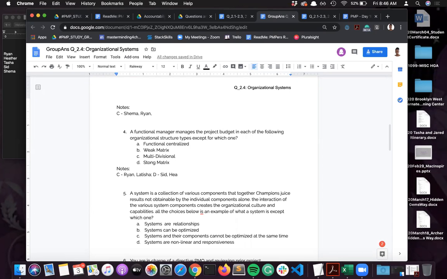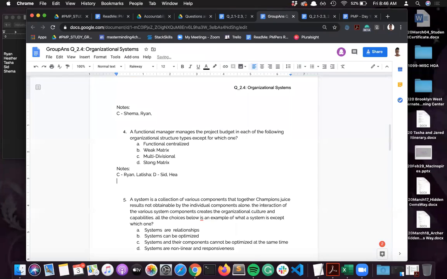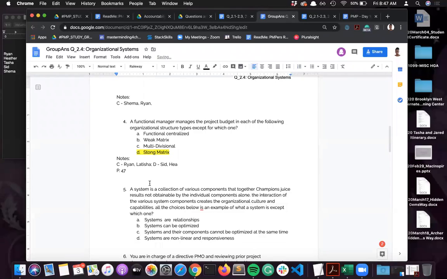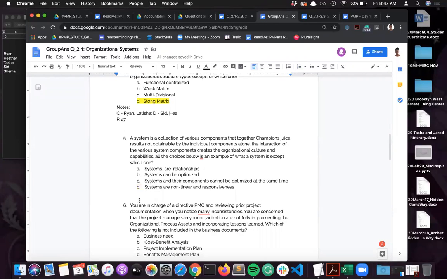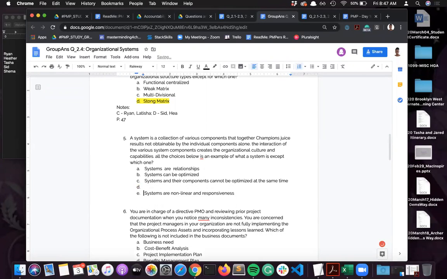All right, my smart people. The answer is D. And yes, there is multi-divisional. Check page 47. Check the chart. Oh, right, it's there. Yeah, but again, the PM has very little. We're getting somewhere. We're getting somewhere.